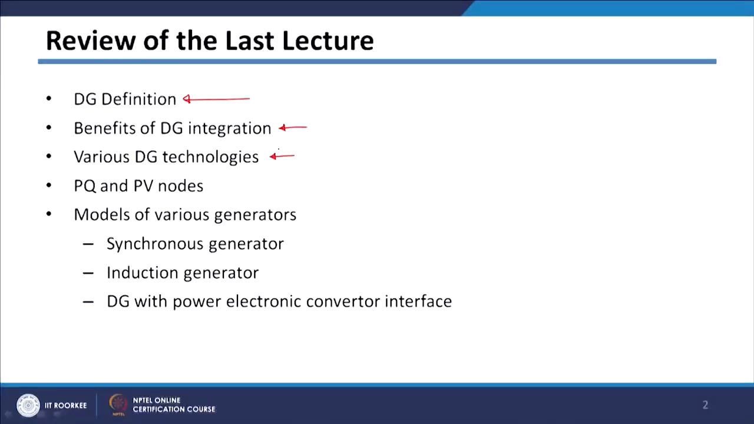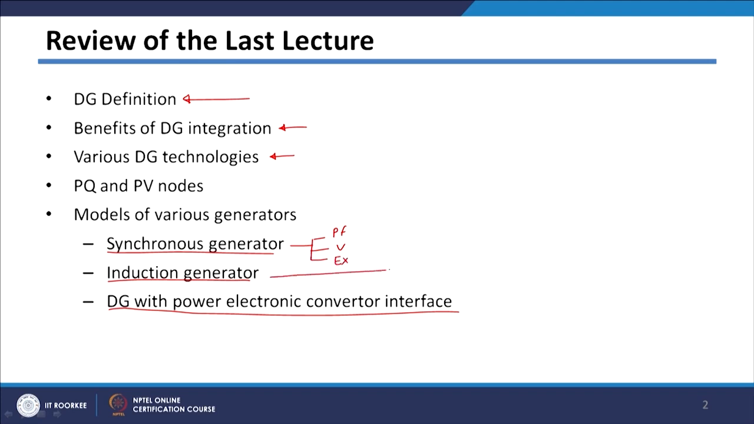Then in case of various generators, we have seen three types of generator, that is synchronous generator, then induction generator, and then DGs with power electronic converter interface. In the synchronous case we have seen three types of DGs: one where power factor is controlled, another where voltage is controlled, and third where excitation is controlled.